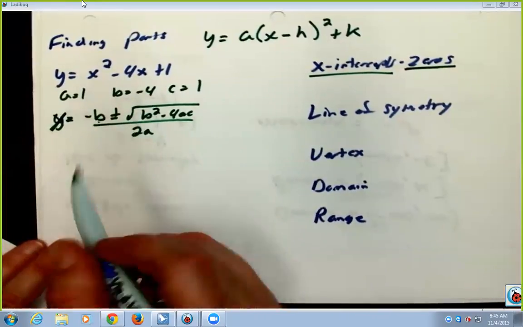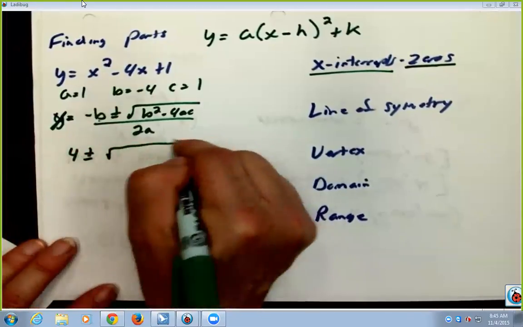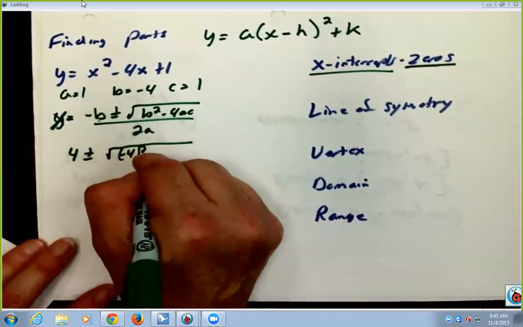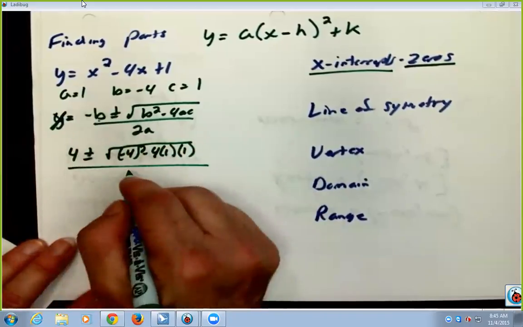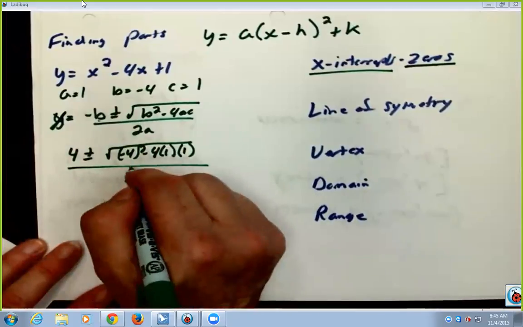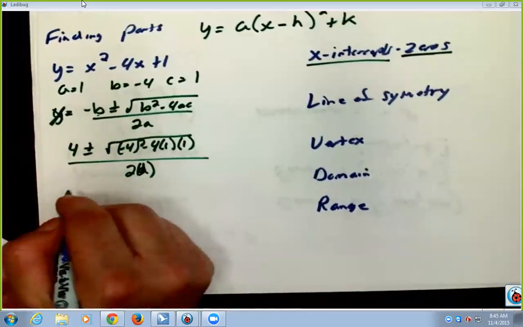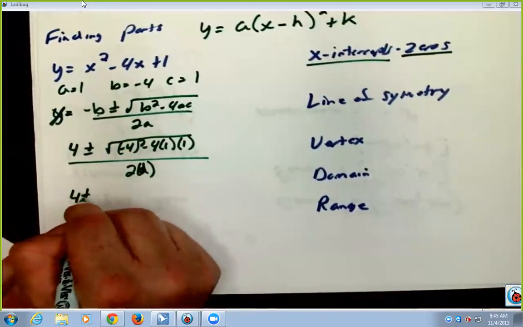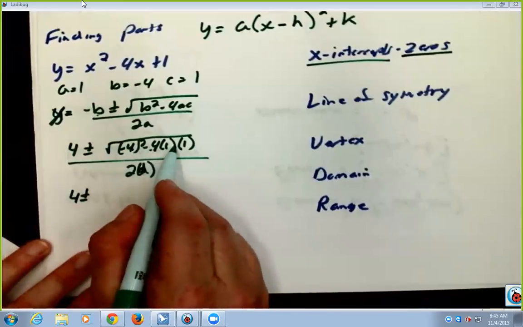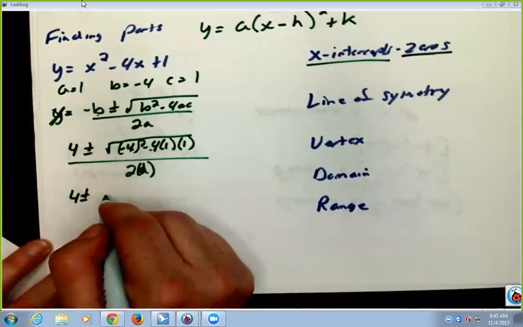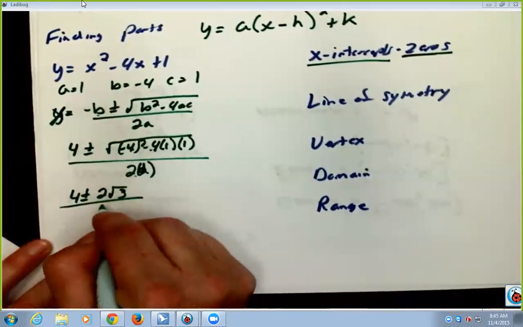So if -4 goes in for b, that means I put a +4, plus or minus the square root of -4 squared minus 4 times 1 times 1, all over 2 times 1. Okay, so what comes out of this? Well, I end up with 4 plus or minus the square root of 16 minus 4, which is 12. The square root of 12, I can pull out a 2, leaving a 3, all over 2.